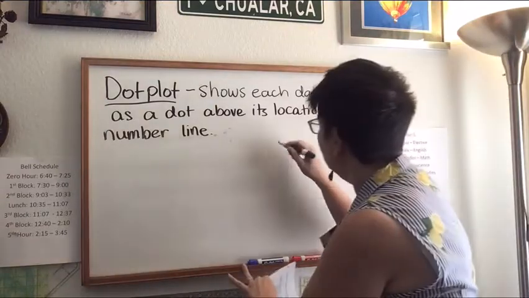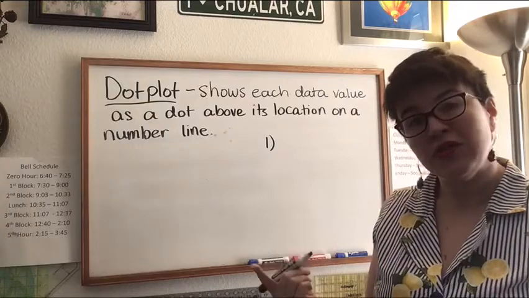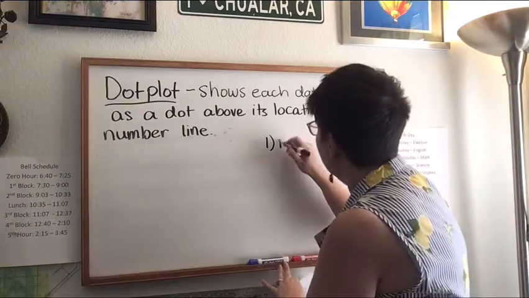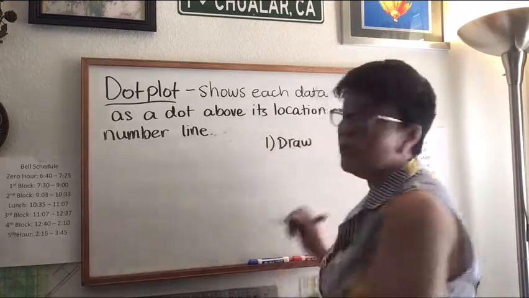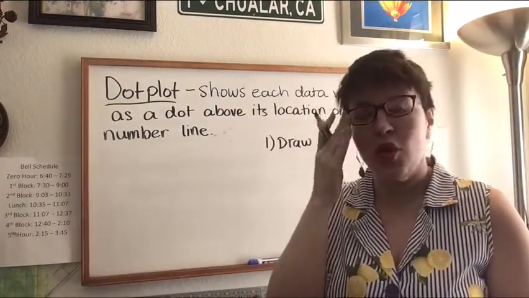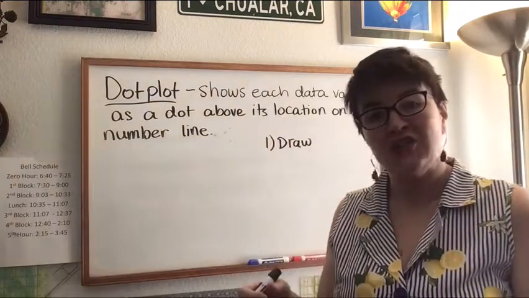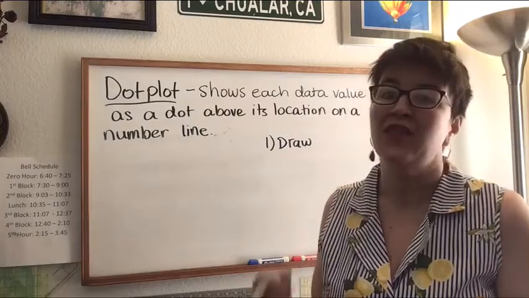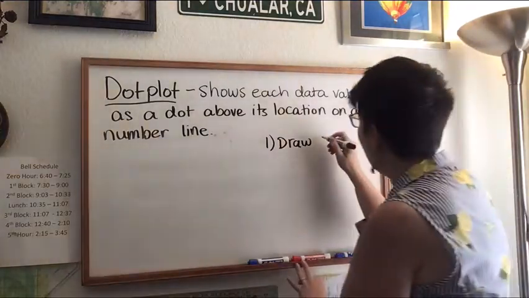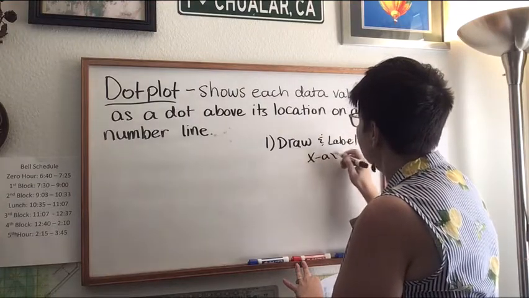All right, in order to create our dot plot, we need to keep a couple of things in mind. The first thing that we need to do is draw our axis and label it. Now, because the dots are going to represent the number of times something occurs, or the tally, or the frequency, we don't need a y-axis on our chart, we just need an x-axis, and that's going to represent what sort of data we're talking about. So when I draw and label, I'm going to draw and label my x-axis only.